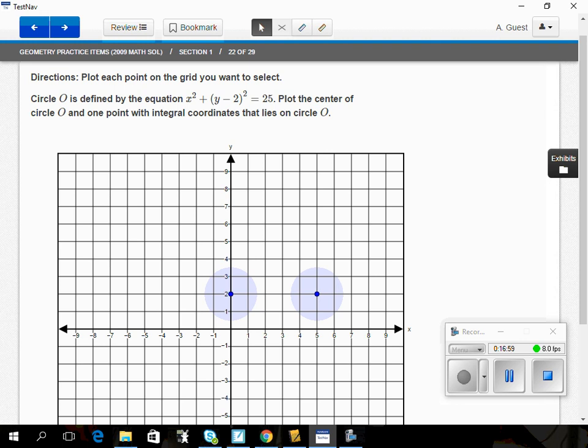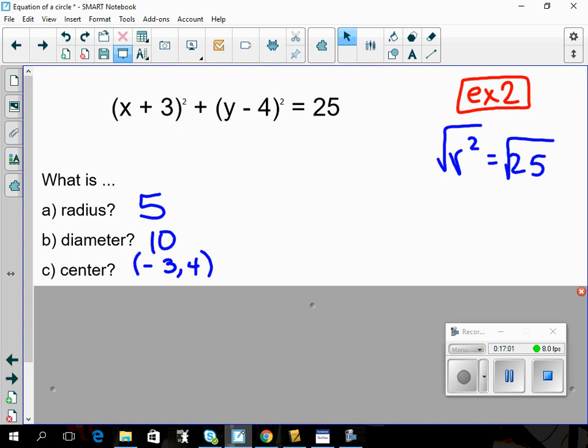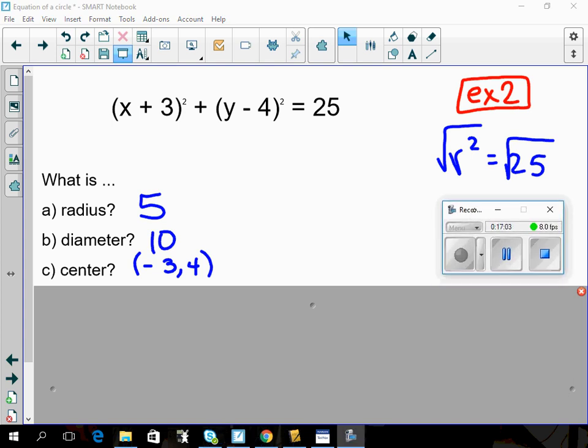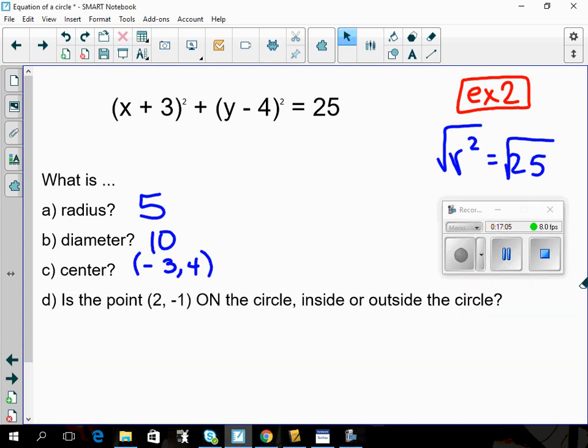Let's go back now to this question. Let's now add this. Is the point (2, -1) on this circle, or would it maybe be inside or outside the circle? What do you think we could do to figure the answer out? Let's start by graphing it. Love it. Let's graph it.